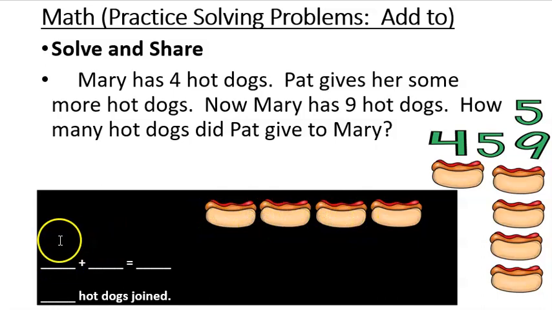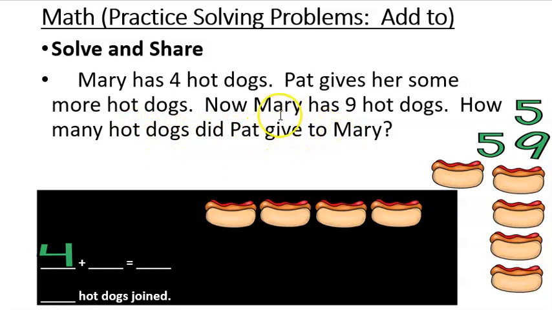So first graders, what number is going to go up here? 4, because we have 4 hot dogs. So Mr. Brigade is going to put 4 there, up here. Now, let's keep reading. Pat gives her some more hot dogs. So look, more hot dogs are going to get into this picture here. Let's see how many. Now, Mary has 9 hot dogs. Okay? And then it says, how many hot dogs did Pat give to Mary?